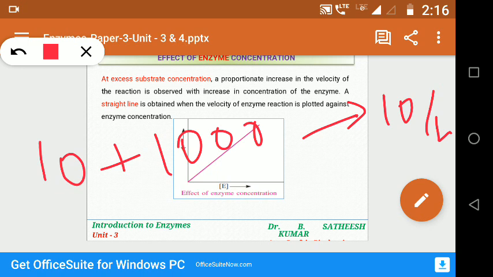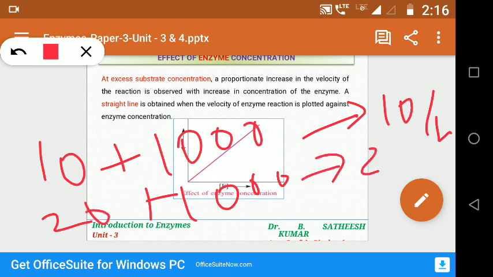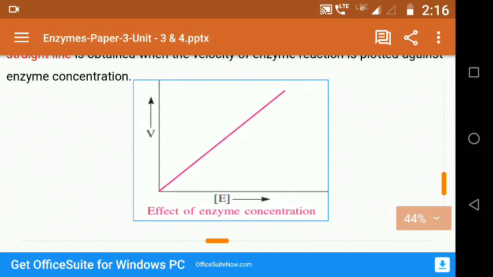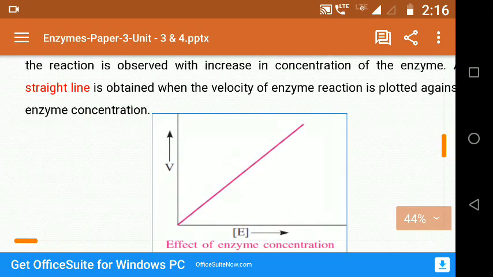In the second case, the 1000 is unchanged, and if we use 20 enzyme molecules, then we will get 20 molecules of product per second. So this way, if we increase the concentration of the enzyme and keep the substrate at a very excessive level, the product formation will also be more; it increases proportionately. So that is why it increases in a linear straight line. It gives a linear straight line.